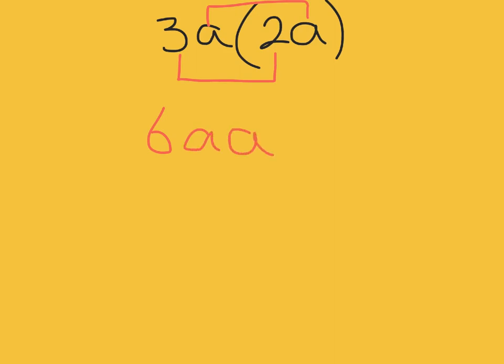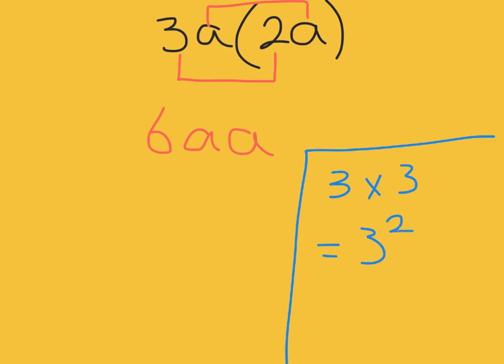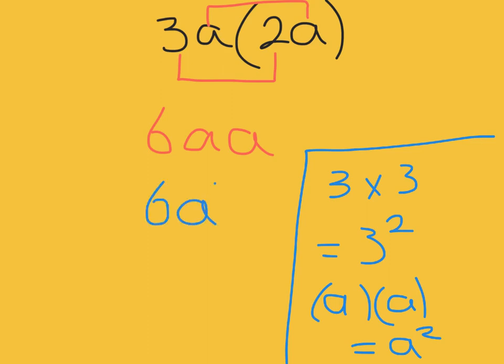Now, we can write aa in a different way. If we use an example with numbers, let's take it to one side here. So, if we say 3 by 3, we know that that's the same as writing 3 squared. So similarly, if I say a multiplied by a, that's going to be a squared. We'll talk about the laws of indices later. So using this example, we know that a by a then gives me a squared. So I get 6a squared.